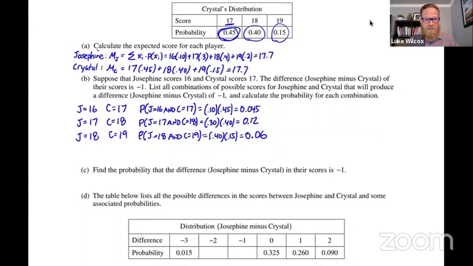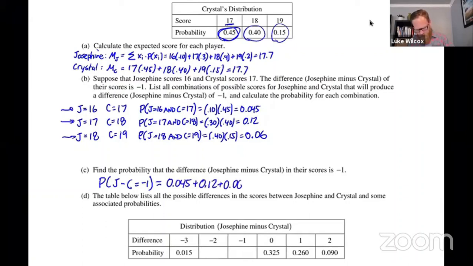Find the probability that the difference, Josephine minus Crystal, of their scores is -1. Well, we just did a whole bunch of work on that. They want us to find the overall probability that Josephine minus Crystal is going to equal -1. Well, we know there's 3 different ways that this could happen. It could be this, or this, or this. Because I'm using or here, that means I need to add the probabilities, also noting that they are mutually exclusive. So we're just simply going to take those 3 values that we calculated in the previous question, and add those 3 together. And that's going to give me a value of 0.225. Okay, on to part D.